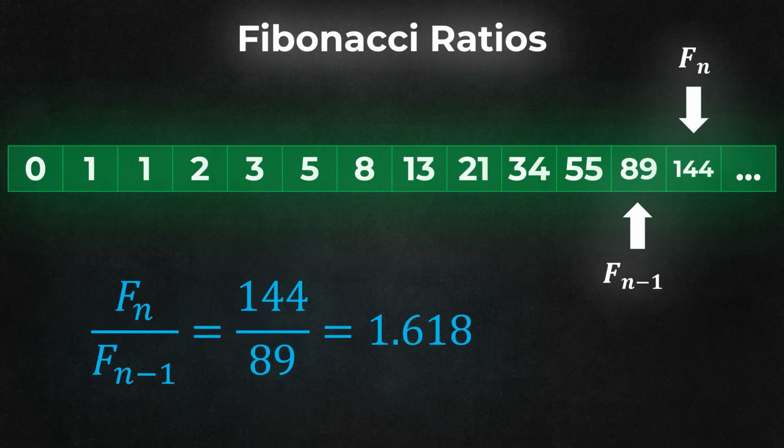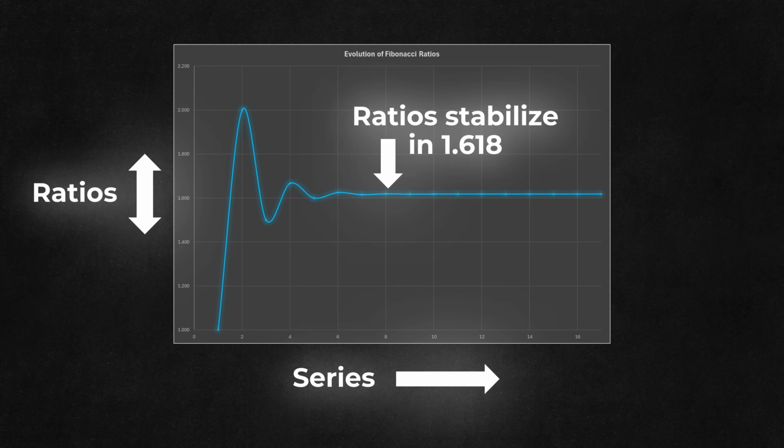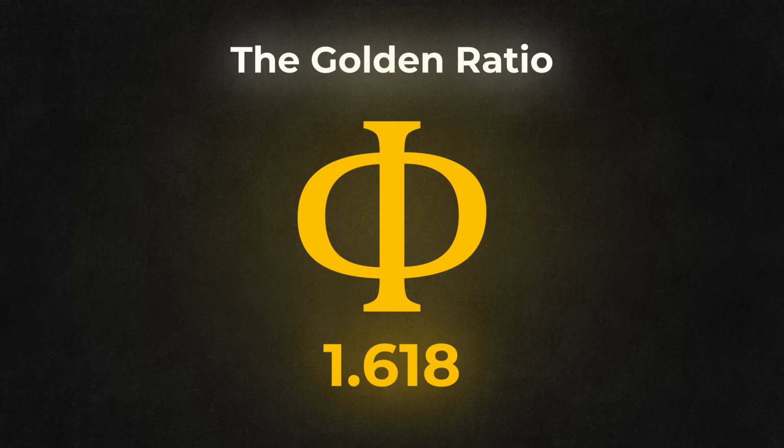To understand the importance of this number, let's observe what happens when we calculate the ratios from the beginning of the Fibonacci series up to higher numbers. In this graph, we can see the evolution of the ratios as we go further into the Fibonacci sequence. Notice that the ratios oscillate in the beginning, in the initial and the small numbers of the sequence, and then the ratios dampen down to the value of 1.618. In the higher numbers of the sequence, it doesn't matter which pair of adjacent numbers you choose to calculate the ratio, it will always return the value of 1.618. This is known as the golden ratio, also referred to with the Greek letter phi.